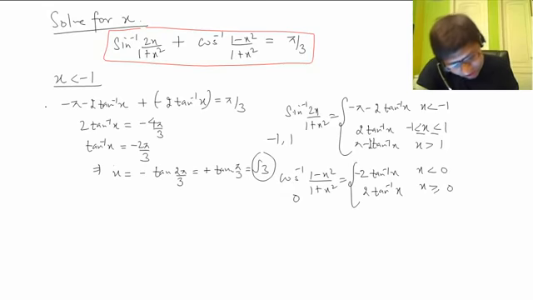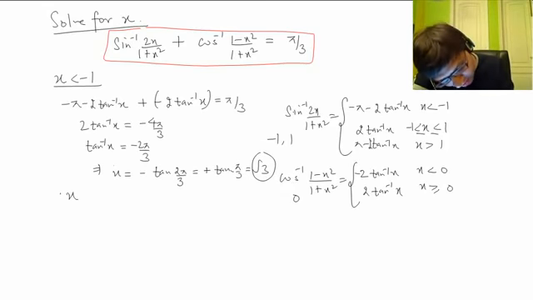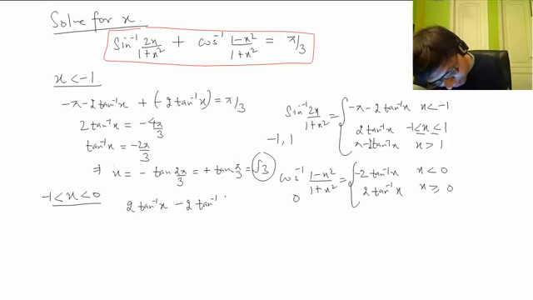Now if we take the interval x from -1 to 0, in this interval the definition of sine inverse is 2 tan inverse x, and that of cos inverse is minus 2 tan inverse x. I'm taking from here, right? This is minus 2 tan inverse x, and this is 2 tan inverse x. So it is not possible. We are getting 0 equal to pi by 3, not possible.